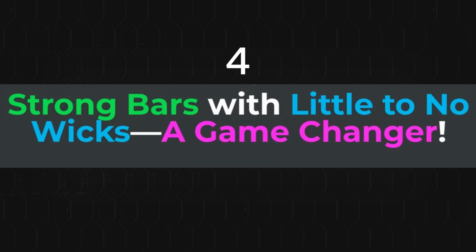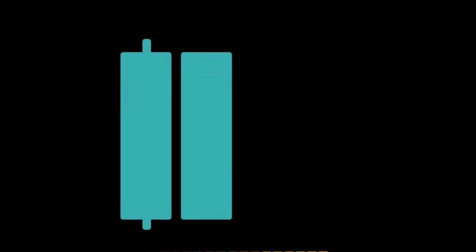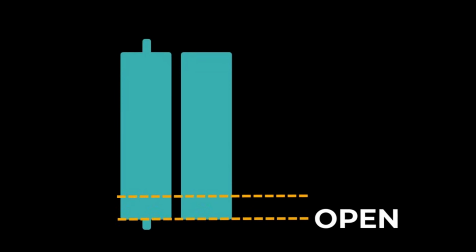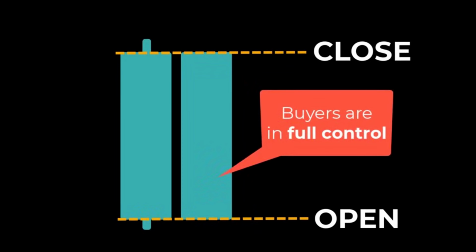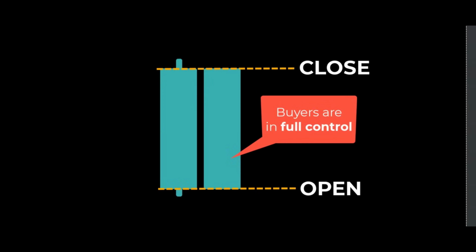4. Strong bars with little to no wicks. A game changer. This is a major signal of urgency in the market. Let's break it down. In a strong uptrend, if a candlestick opens and immediately pushes higher without significant pullbacks, or if it does pull back, the retracement is very minimal, this tells us something big. Buyers are in full control. They are aggressively pushing prices up, showing a strong willingness to buy as soon as the previous bar closes.